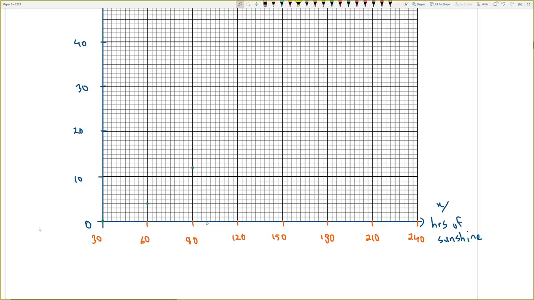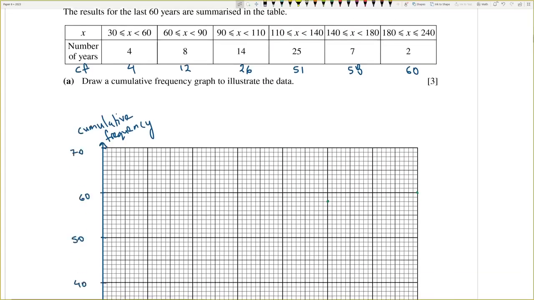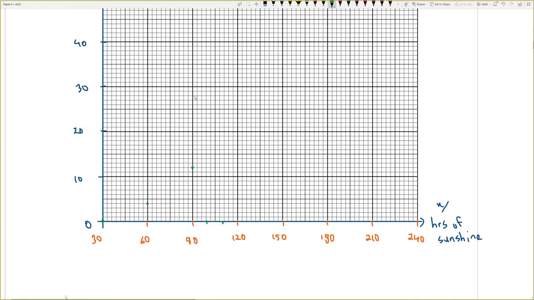So basically, 3.33 boxes, 1, 2, 3, 6.67 boxes. 140 should be somewhere over here. So 110 should be somewhere over here. 6.67 boxes away. That's 110 for you. So you can just plot it there. Honestly, it's fine.